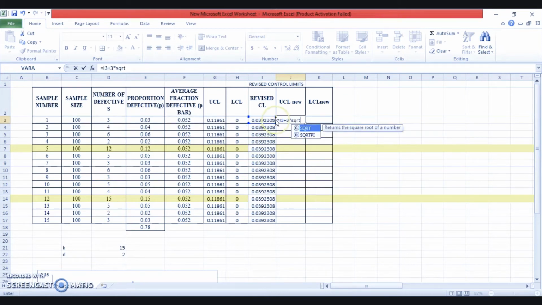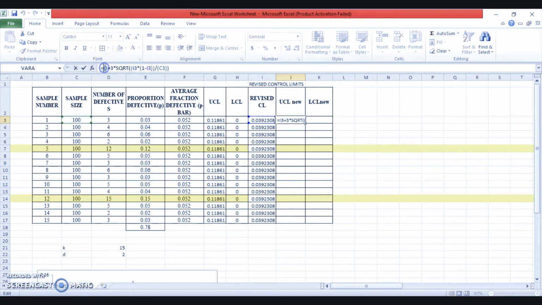plus 3 into square root of p bar into 1 minus p bar divided by n. And what is n? The sample size here is 100. Okay, so this is now your upper control limit new.